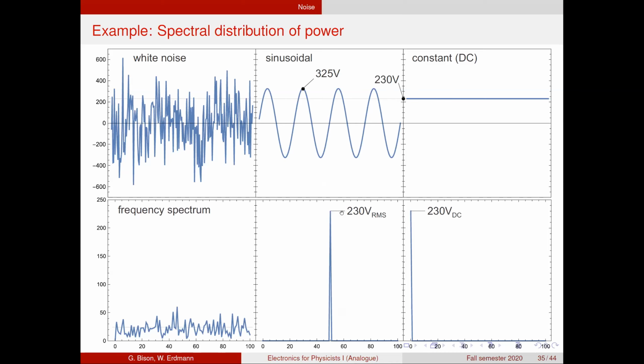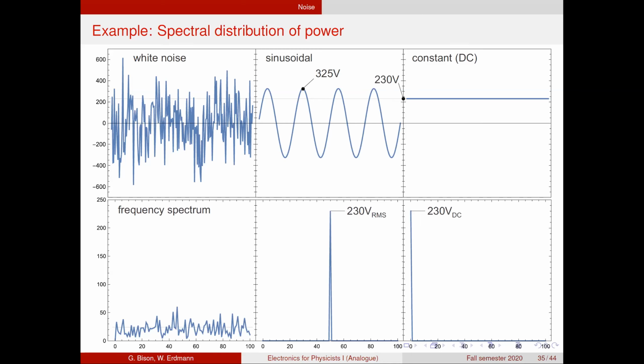And typically, the height of this peak we give as the effective value of this voltage. So this is 230 volts RMS effective value. And keep in mind that if you see that, it means that you actually have a signal going up to almost 100 volts higher than that and down to almost 100 volts lower than that.